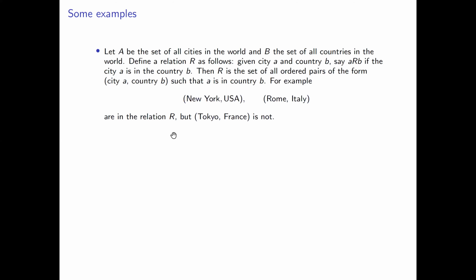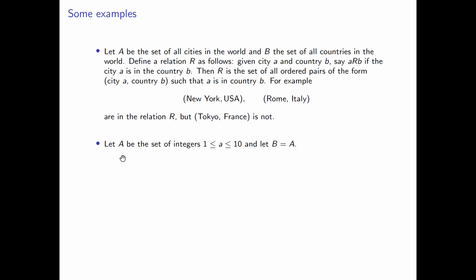And of course, when I say something is or is not related to something else, it depends on the definition of the relation. So you always want to keep in mind, what is the definition of the relation you're working with? Right, and so the next example will be maybe more mathematical.